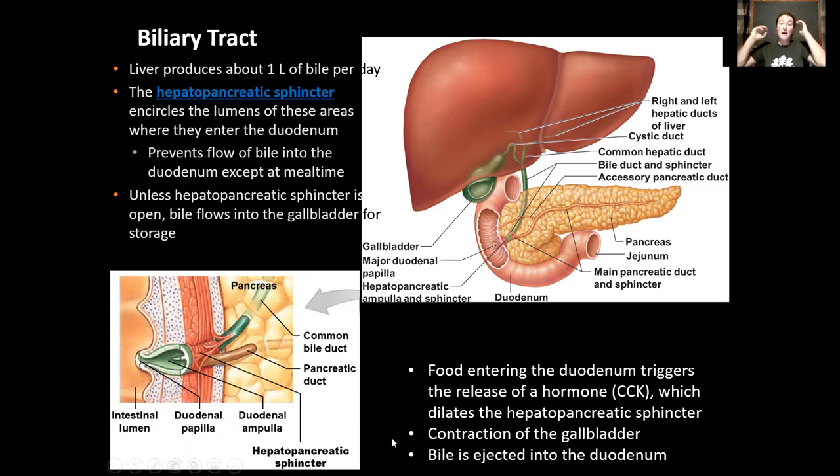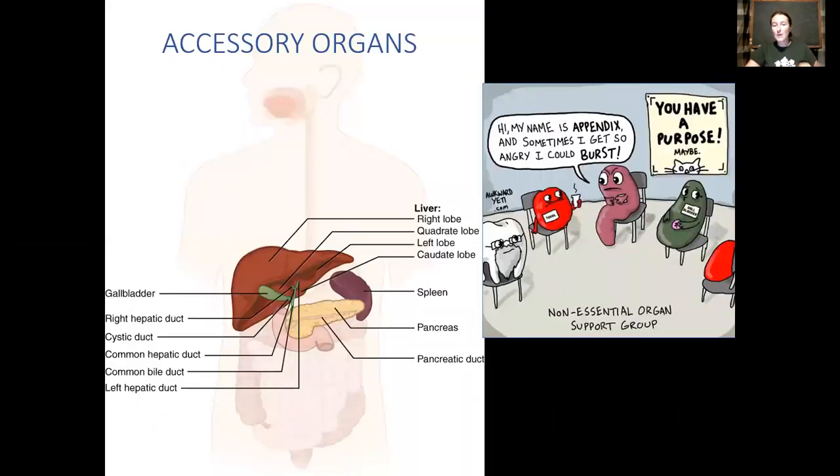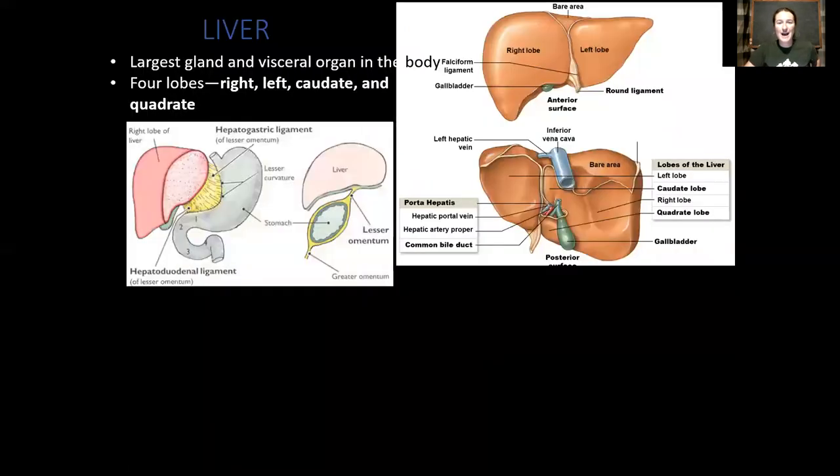Okay, so again, I start off with this so that you have the most time to learn these different ducts. Okay, so what else do these accessory organs do? Okay, let's start by talking about the liver.